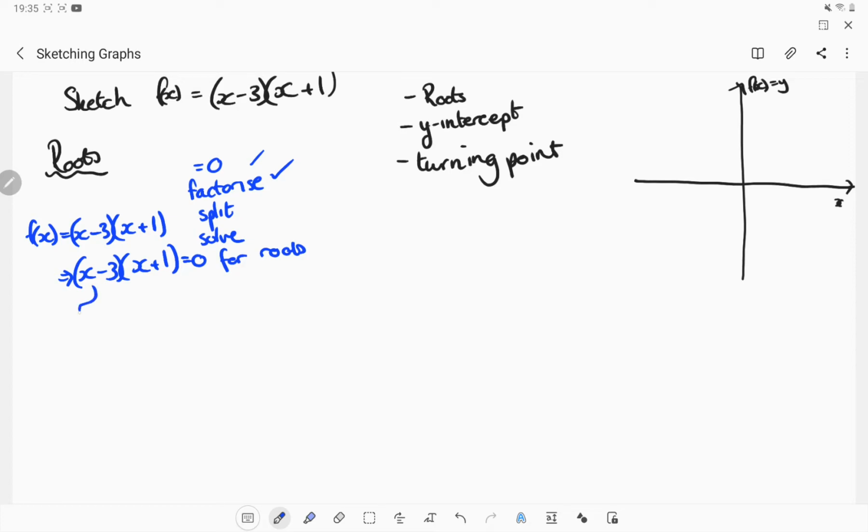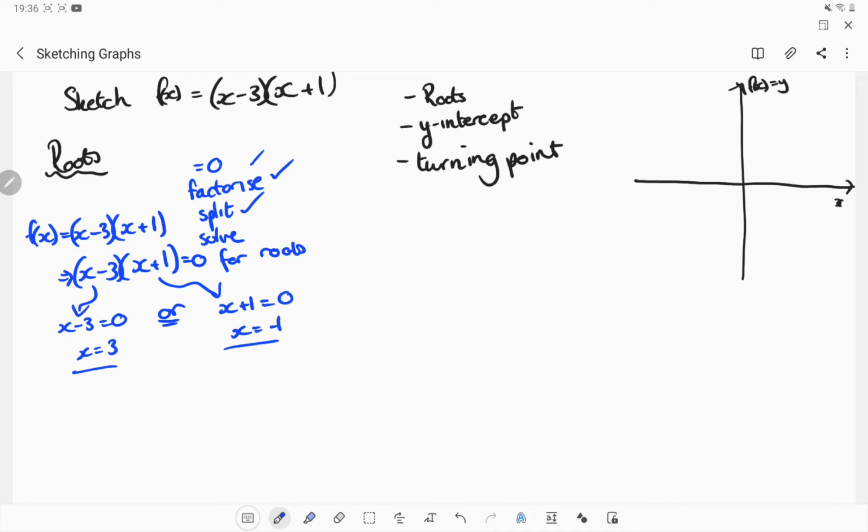We now split it up. So either x minus 3 equals 0, or, and remember, or is important, x plus 1 equals 0. Tick. And you solve. So x equals 3, or x equals minus 1. Done. You have found your two roots.